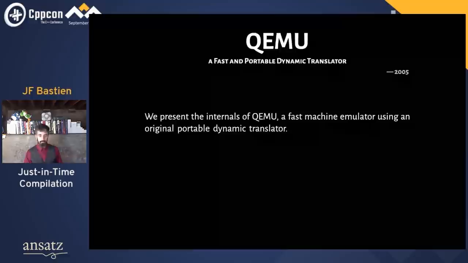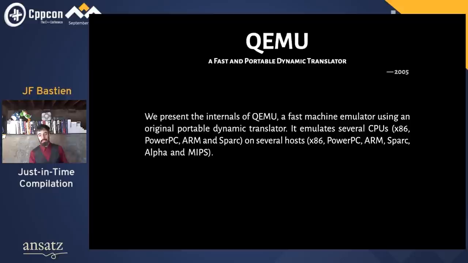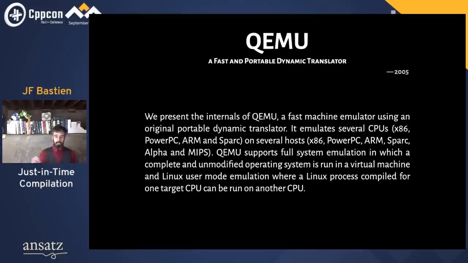QEMU is a fast and portable dynamic translator, and they present the internals of QEMU, a fast machine emulator using an original portable dynamic translator. It emulates several CPUs, x86, PowerPC, ARM, and Sparc, on several hosts, x86, PowerPC, ARM, Sparc, Alpha, and MIPS. QEMU supports full system emulation, in which a complete and unmodified operating system is run in a virtual machine, and Linux user mode emulation as well, where a Linux process, just the process itself, compiled for one target CPU, can run on another one. So you can emulate the whole machine, or you can emulate just one program in that whole machine.